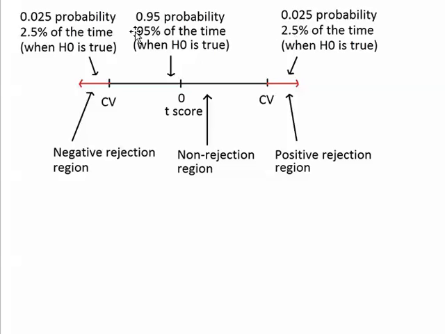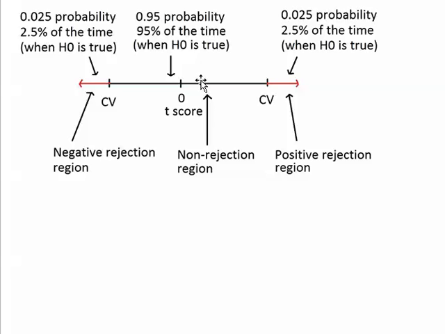Now, all this is saying is that if the null hypothesis is true and the two populations that you're sampling from are actually equal, then the t-score has a 0.95 chance of landing in this area and only a 0.025 chance of ending up out here and only a 0.025 chance of ending up here. Let's think about why that's true.